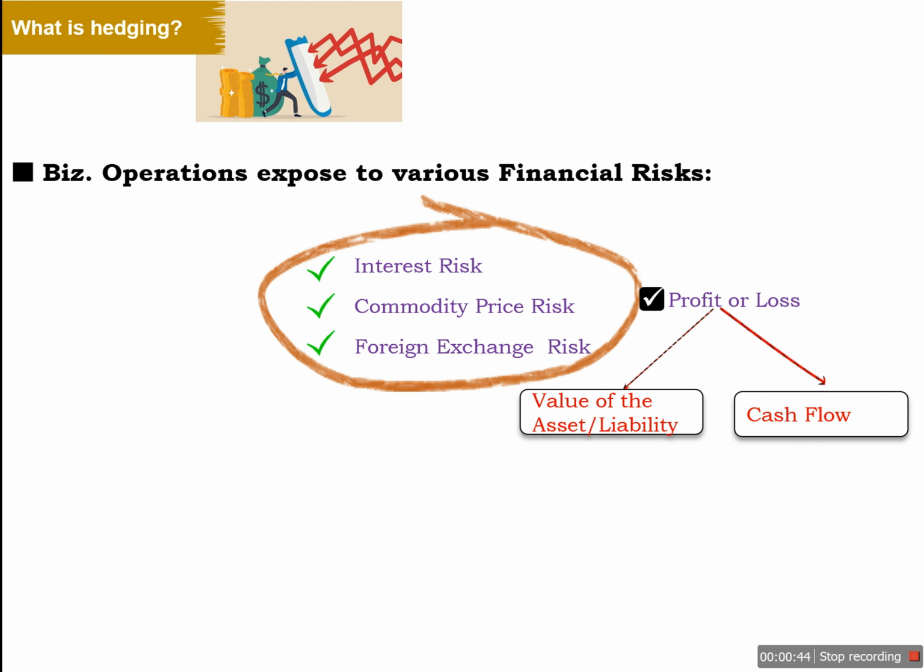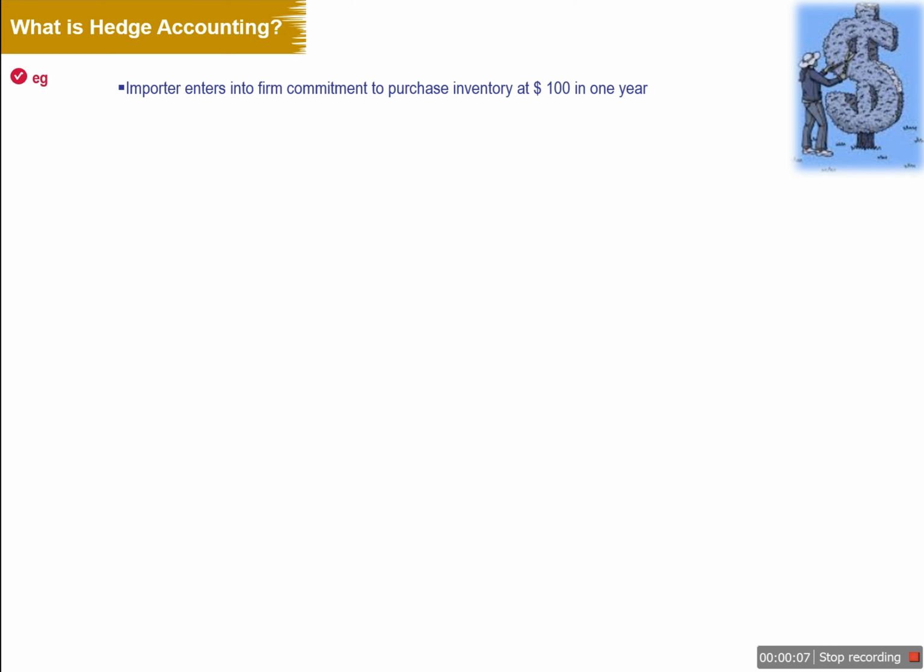To understand hedge accounting, let's take one example. An importer enters into a firm commitment to purchase inventory in a span of 1 year at $100. In this case, the importer has a foreign exchange risk, that its payout may increase because of the change in the exchange rates. So to hedge that foreign exchange rate risk, it enters into a forward contract to buy $100 at a strike rate of 61.